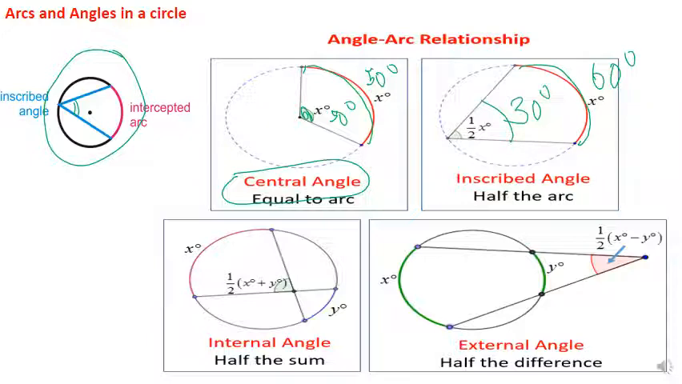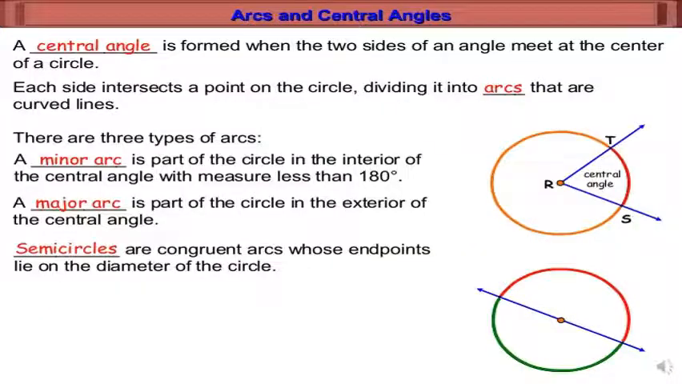Here we have an interior angle. As you can see, it's an X shape inside the circle. So this angle is equal to this arc plus this arc over 2. So the big arc plus the small arc over 2. While if we have an external angle where the vertex is outside the circle, then this angle is equal to the big arc minus the small arc over 2.